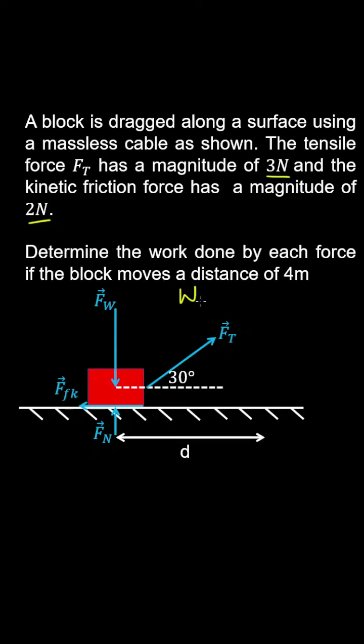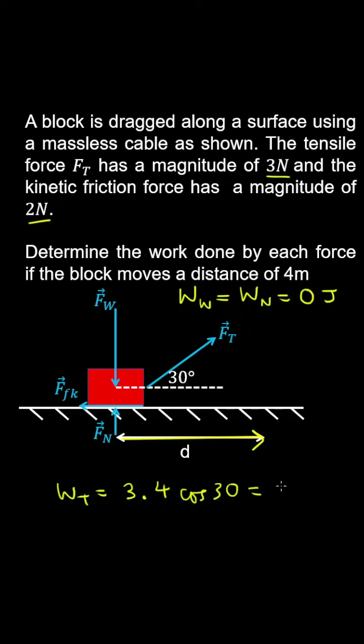Well, the work done by the force of weight is equal to the work done by the normal force, which is 0 joules, because these forces are perpendicular to the distance vector. Now the work done by the tensile force is equal to the magnitude of the tensile force multiplied by the magnitude of the distance vector, which is 4, cosine of the angle between them, which is equal to 12 root 3 on 2, or 6 root 3 joules. And the work done by the friction force is equal to 2 by 4 by cosine 180 degrees, so we get a negative here, and that's equal to minus 8 joules.